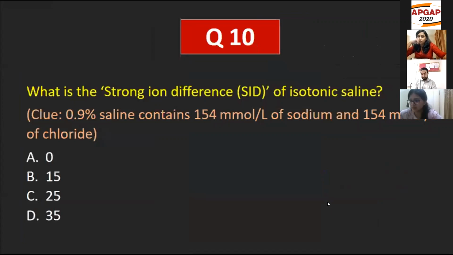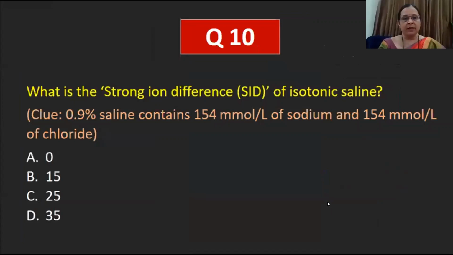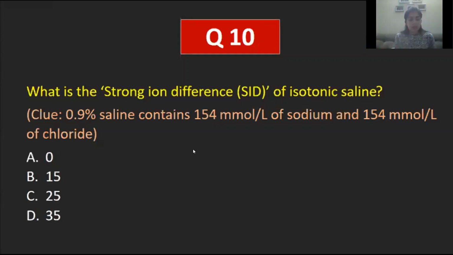Before that, let's look at this. We said sodium and chloride are in equal amounts in saline. So how much does it contain? I'm sure you know, in 0.9% saline we have 154 millimoles per liter of sodium and 154 millimoles of chloride. So what is the strong ion difference of isotonic saline? Vasudha? Yes, ma'am. The strong ion difference will be sodium minus chloride, which will be equal to 0.